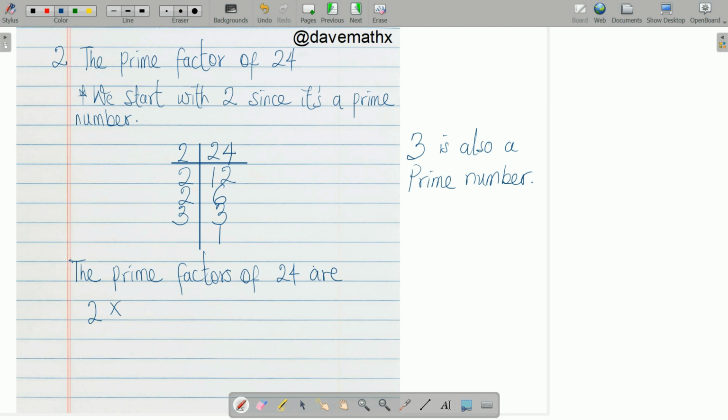We can now compile the prime factors of 24 to be 2 times 2 times 2 times 3. Then, the only prime factors that we have are 2 and 3.